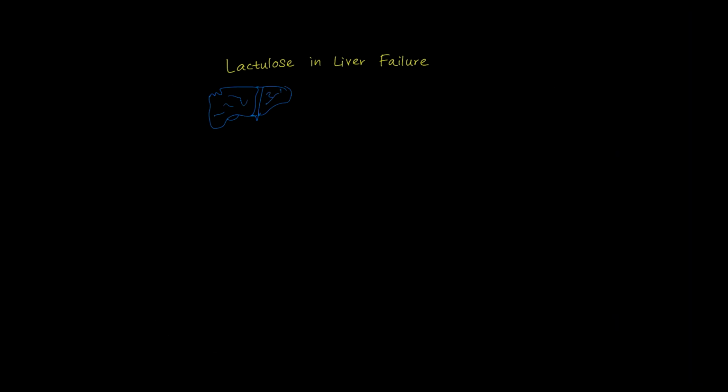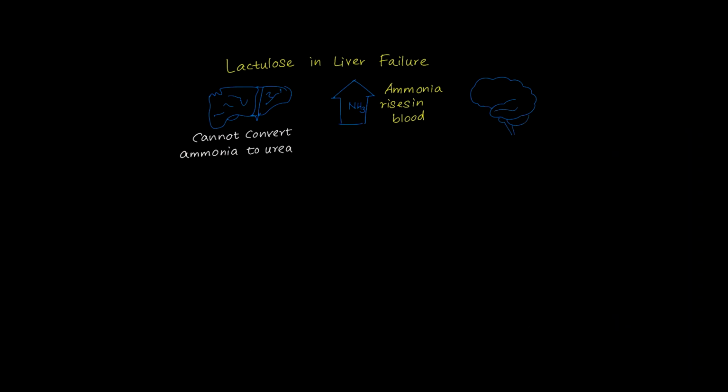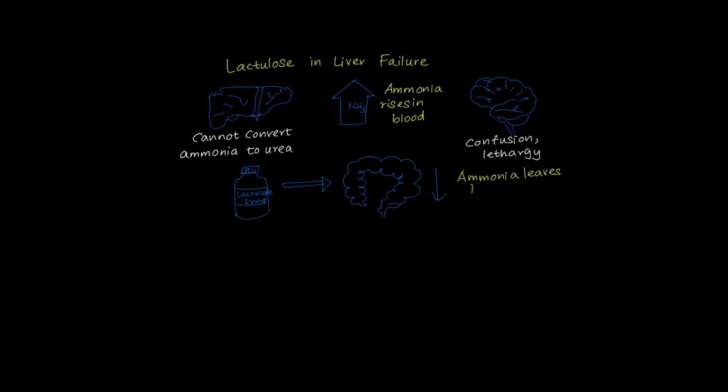Here is the pathway. In liver failure, the damaged liver cannot convert ammonia into urea the way a healthy liver does. So ammonia builds up in the blood and crosses into the brain, causing confusion, lethargy, and eventually coma. Lactulose works in the gut. It acidifies the colon, trapping ammonia as ammonium, which cannot be reabsorbed. Then it draws water into the stool and pushes the ammonium out through bowel movements. More stools, less ammonia, clearer thinking.